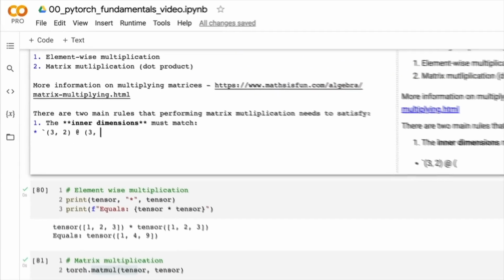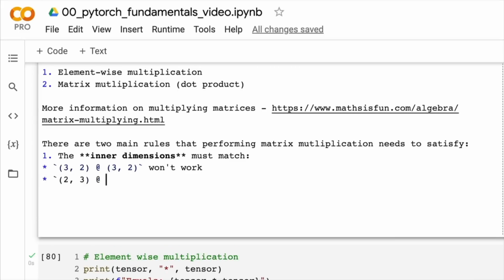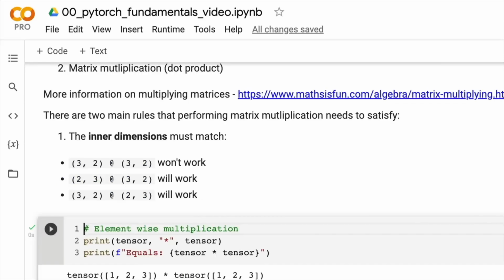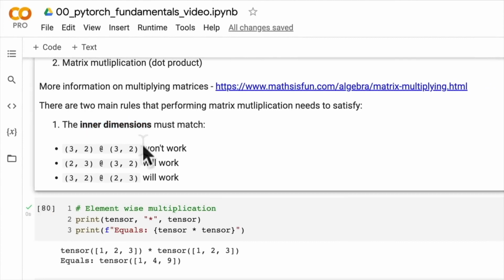And then we're going to go 3, 2. Now this won't work. We'll see why in a second. But if we go 2, 3 @ and then we have 3, 2, this will work. And then if we go the reverse, say 3 on the outside, 2 here, and then 2 on the inside and 3 on the outside, this will work. Now, why is this? Well, this is rule number 1. The inner dimensions must match.